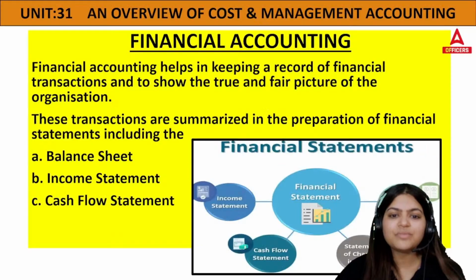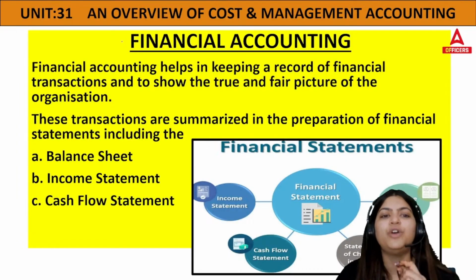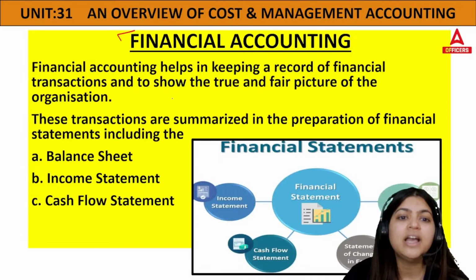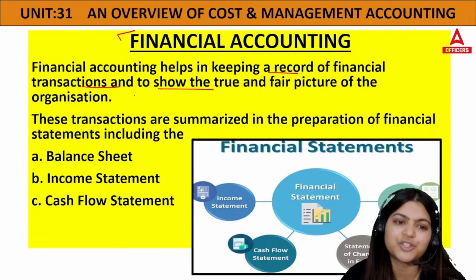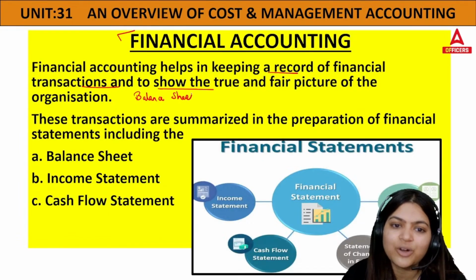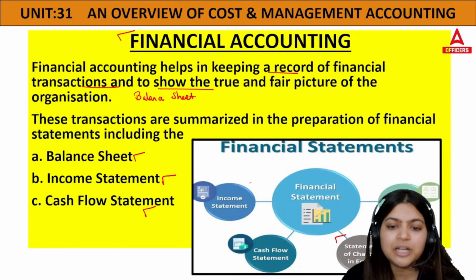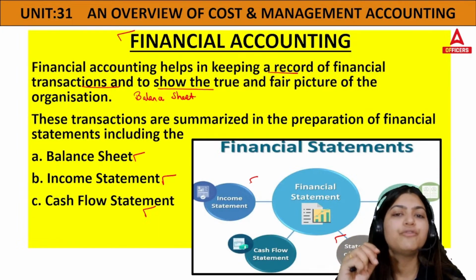Here, before knowing what is cost and management accounting, let me tell you what is financial accounting, because every time we are talking about financial accounting. So financial accounting means what? Financial accounting helps in keeping a record of financial transactions and shows the true and fair picture of the organization. When you prepare balance sheet, profit and loss account, cash flow statements, statement of changes in equity, income statement, when you are preparing all these types of accounts, then that is financial accounting.